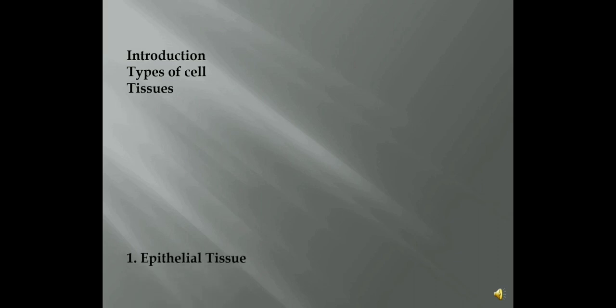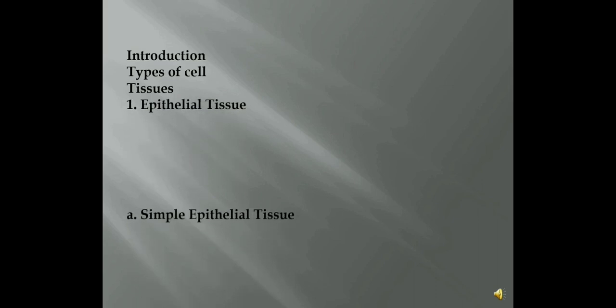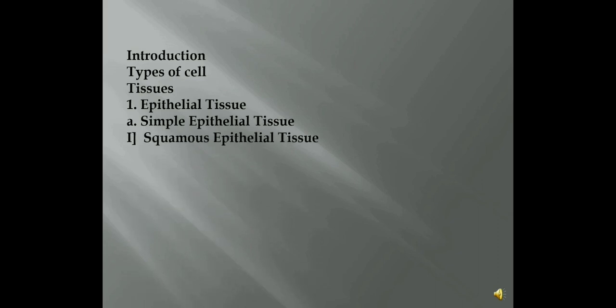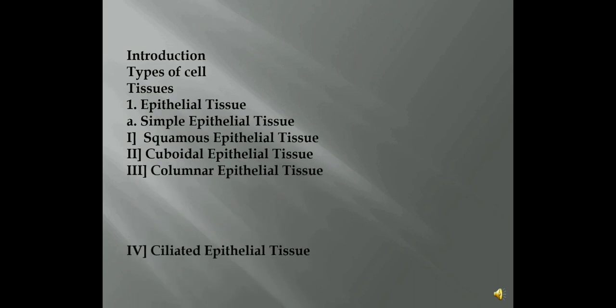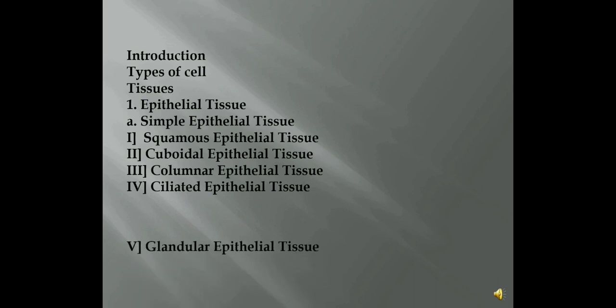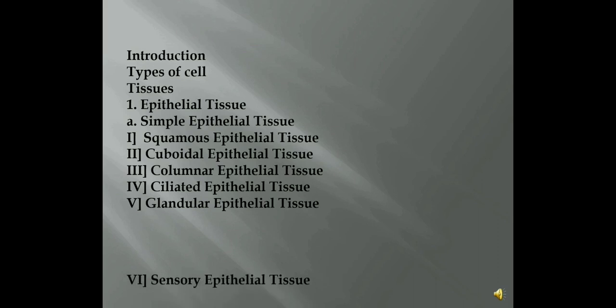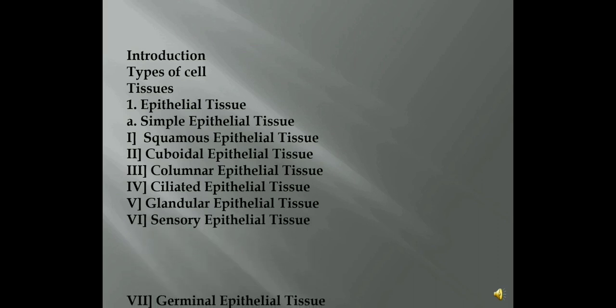In the last lecture, we studied the introduction of this topic. Then we studied cells and tissues. In tissues, we started with epithelial tissue, and in epithelial tissue, we started with simple epithelial tissue. It consists of squamous, cuboidal, columnar, ciliated, glandular, sensory, and germinal epithelial tissue.